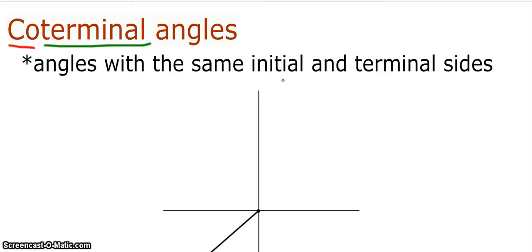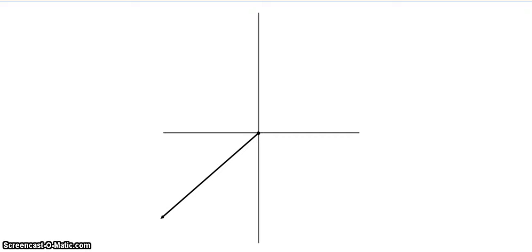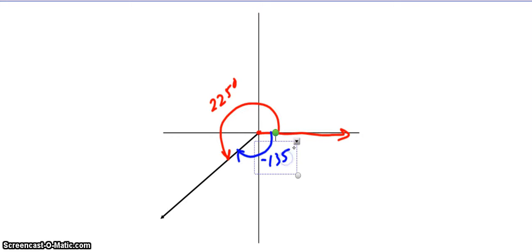Again, just for what we do in this class, we're going to be talking about angles in standard position. So what does this look like? I have this arbitrary angle here. Here's our initial side. Let's pretend, and I'm just going to use degrees for now, that this is 225 degrees. Great, positive angle, third quadrant. Well, what if I start at the same initial side but go negative? Let's say that's negative 135 degrees.